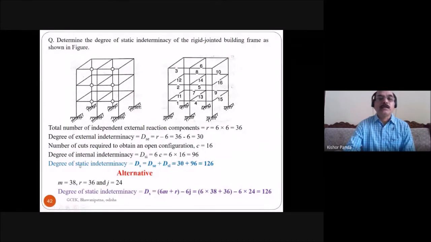Then find the degree of static indeterminacy. DS is equal to DSE plus DSI. 30 plus 96 is equal to 126. So the total degree of static indeterminacy is equal to 126.